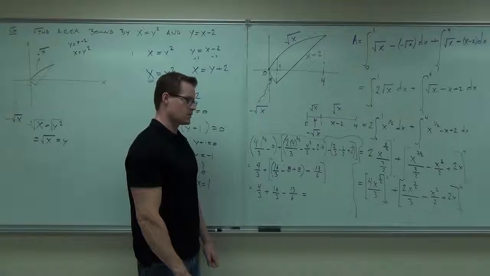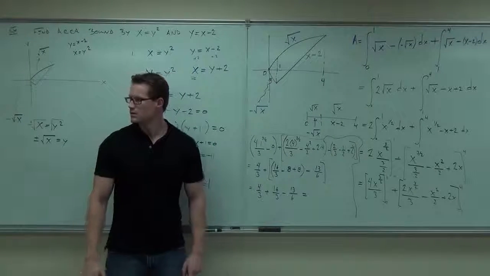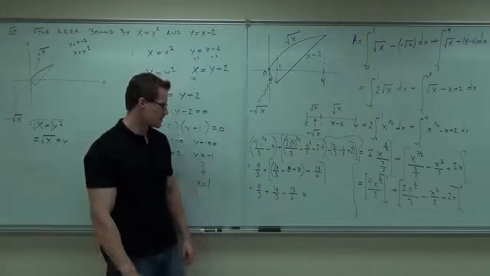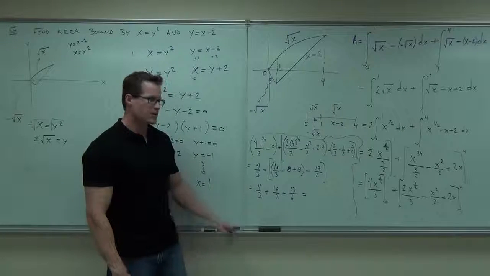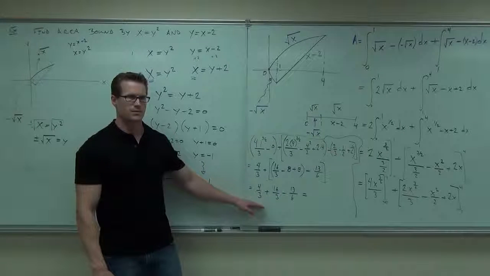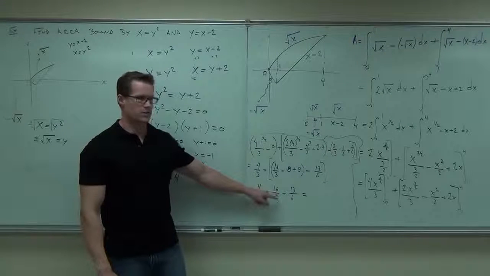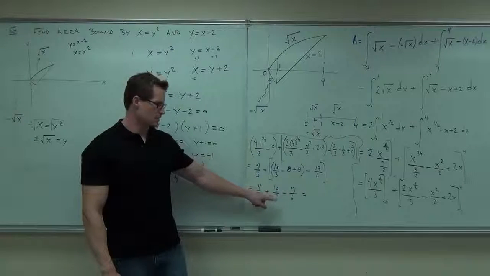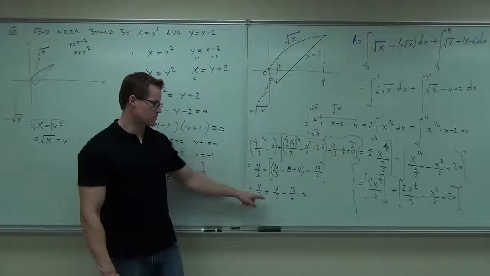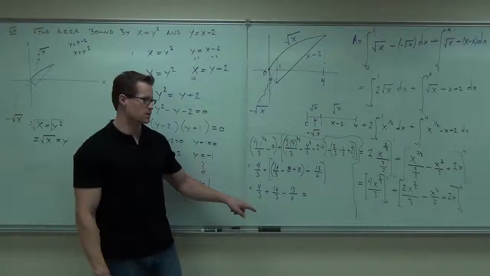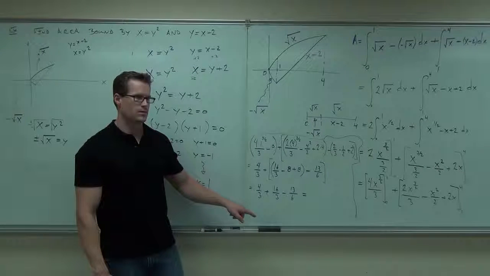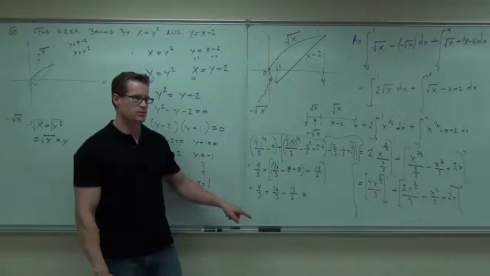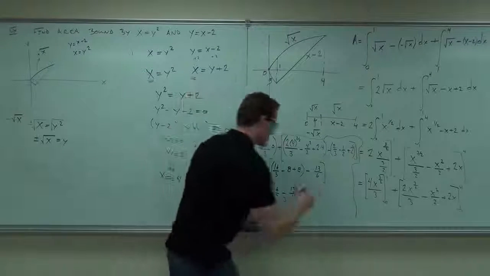Really? 51 over 6? Make sure I'm good up to here. I got 4/3, 16/3, 16 thirds minus 13/6. Okay, multiply by 2, that's 32, multiply by 2, that's 8, 32 and 8 is 40. 27/6 is what I'm getting.